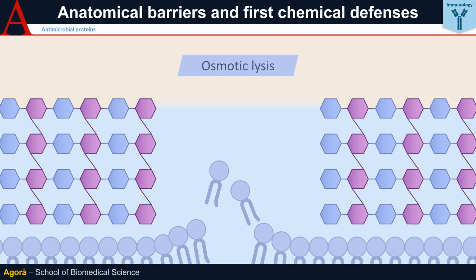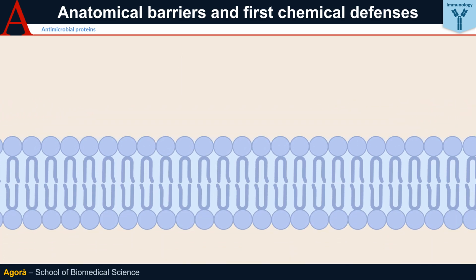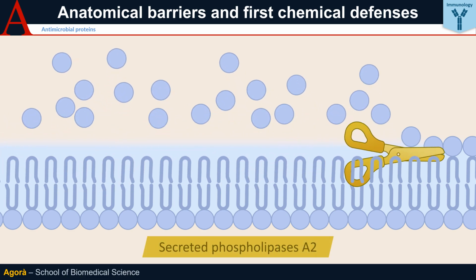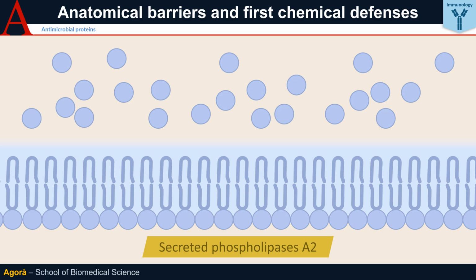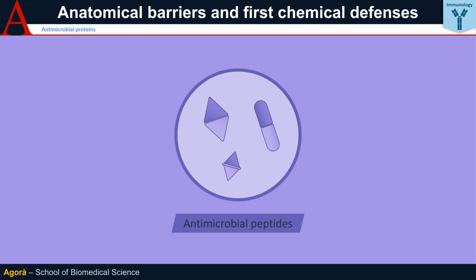A similar but distinct mechanism is employed by another antimicrobial enzyme, secretory phospholipase A2, which penetrates the bacterial cell wall and hydrolyzes the phospholipids of the bacterial membranes, also leading to bacterial lysis. Unlike enzymes, antimicrobial peptides lack enzymatic activity and represent one of the most ancient forms of defense against infections.